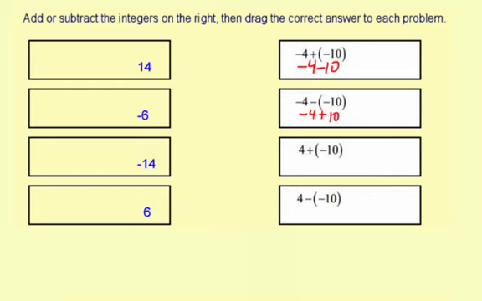Right here, 4 plus -10, you have a plus-minus situation, which is 4 minus 10. And here you have 4 minus -10, that's the same as 4 plus 10, so it would be 4 plus 10.